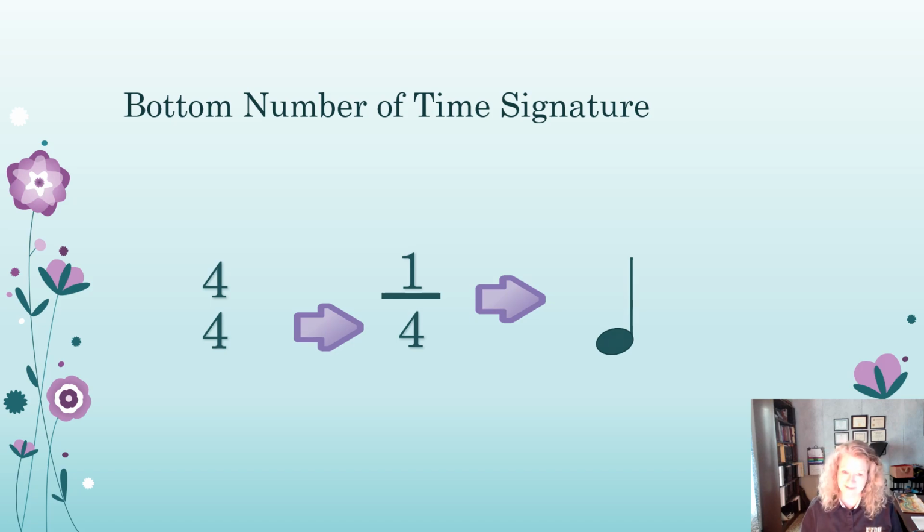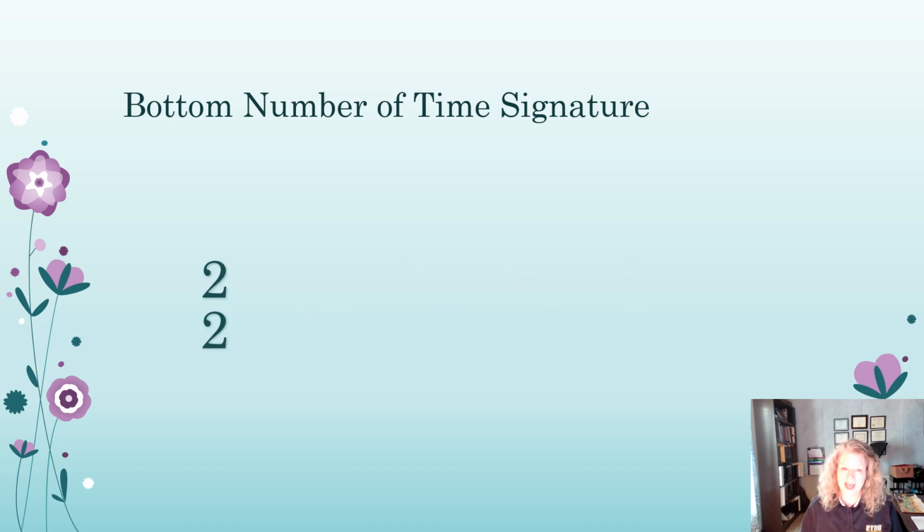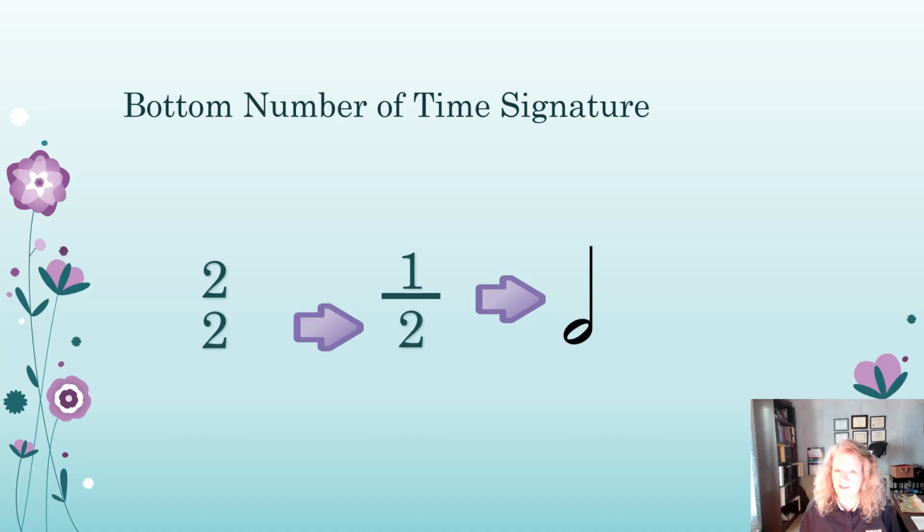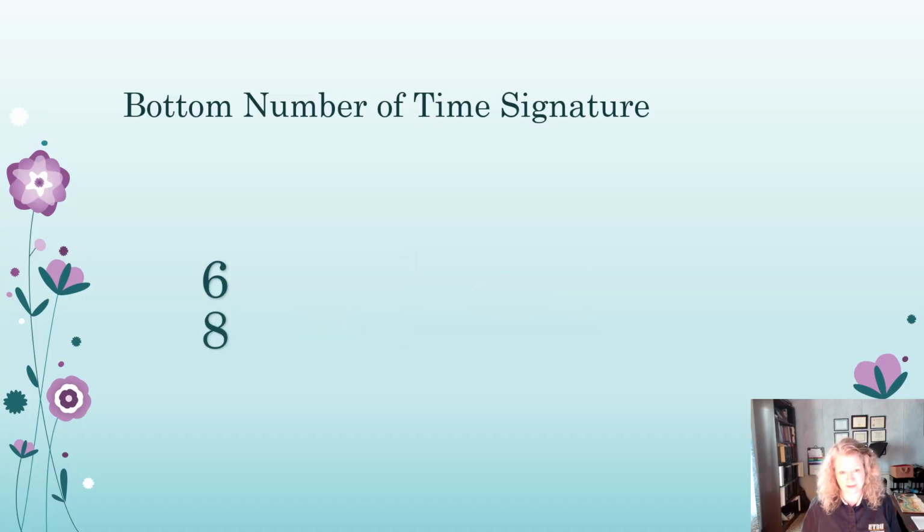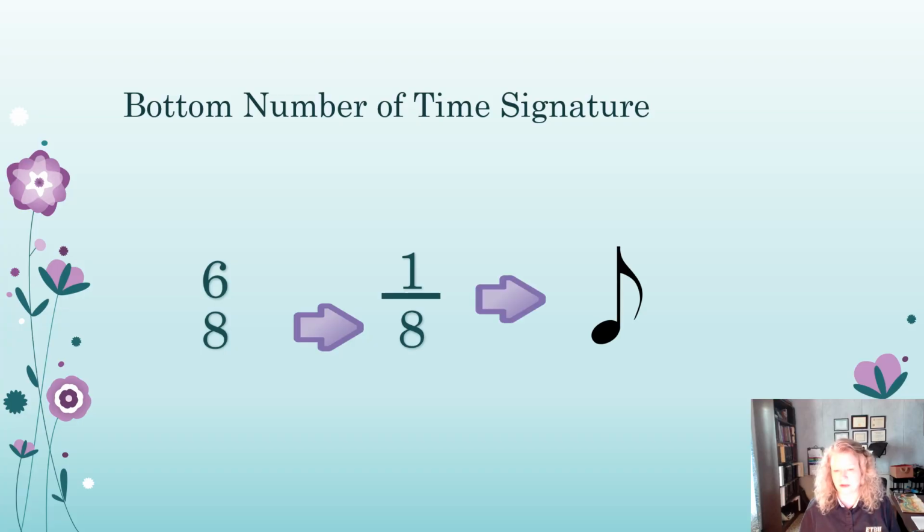Let's do one more. 2, 2. So we have 2 beats in a measure, and what note gets the beat? We're going to put a 2 in the bottom for 1/2. The half note gets the beat, and we have one more. 6, 8. There are 6 beats in a measure, and what note gets the beat? We're going to make an 8 the denominator of a fraction. The eighth note gets the beat.